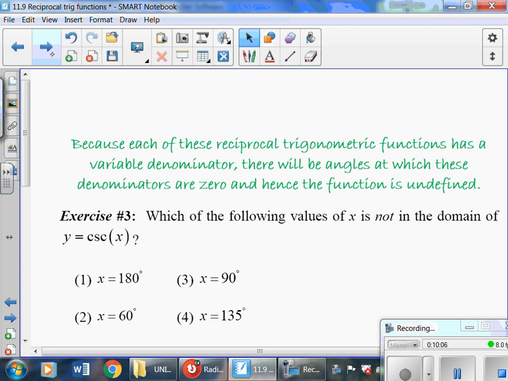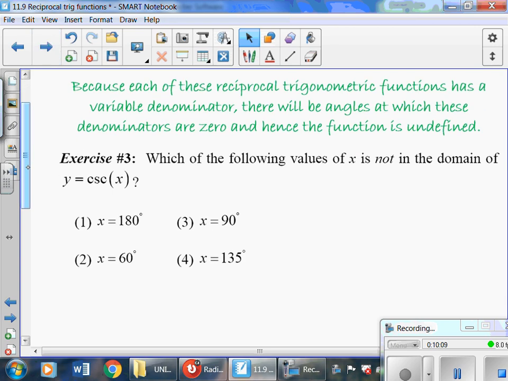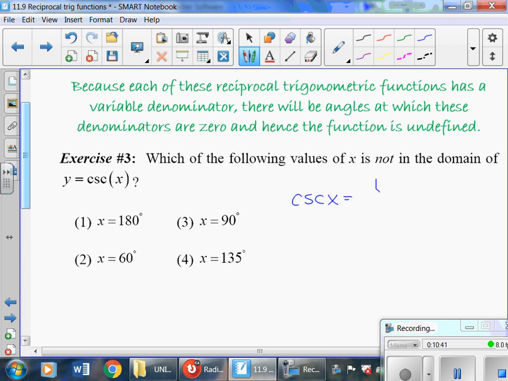Because each of these reciprocal trig functions has a variable denominator, there are angles in which these denominators can be zero, and hence the function is undefined. So which of the following values of x is not in the domain of cosecant x? Now, because the answer choices are all in degrees, we can do what we just did, but I'm afraid it would take me like another half an hour to do it on that calculator. So instead, because we can use our brains instead of our fingers, we know that the cosecant of x is equal to 1 over the sine of x.